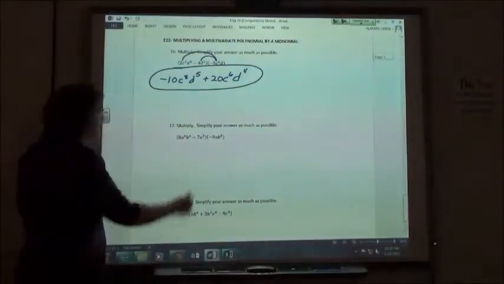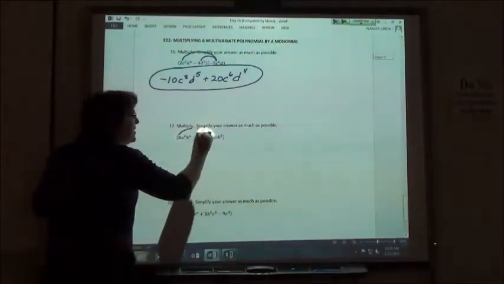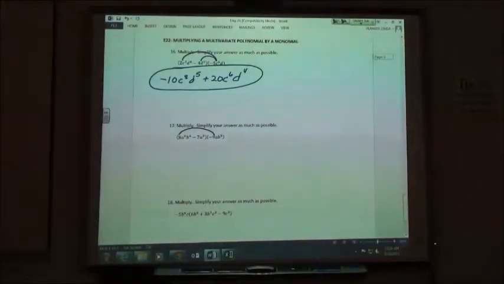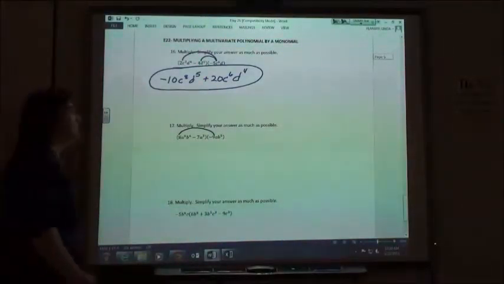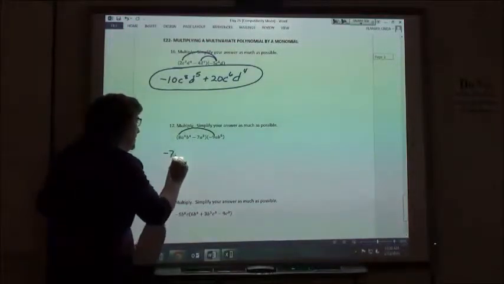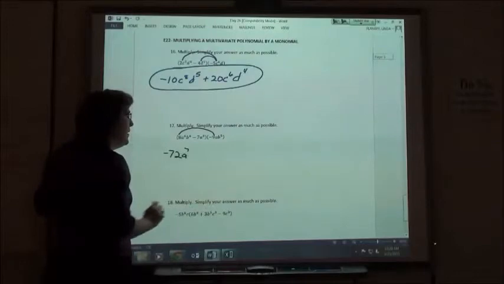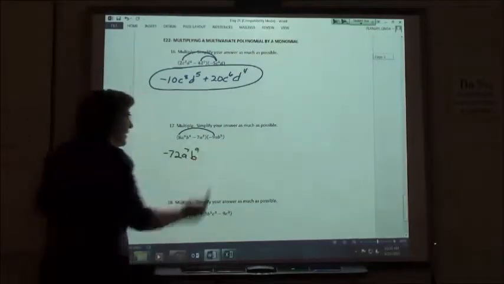So number 17, if I take the 8a to the 6th b to the 4th times the negative 9a b to the 5th, I would get negative 72, a to the 7th, b to the 9th, exactly.